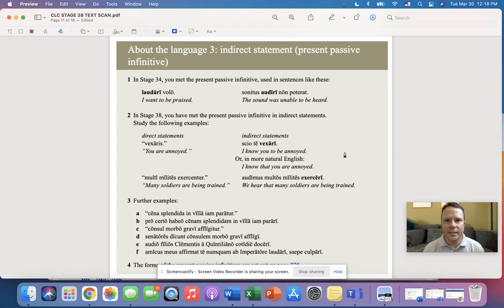This is a continuation of a series about the language, about the indirect statement. This one is focusing on the infinitive as a present passive infinitive. So this is kind of nice because we already know about the idea of indirect statements. We've already learned about the present passive infinitive. So now we're just putting the two of them together.